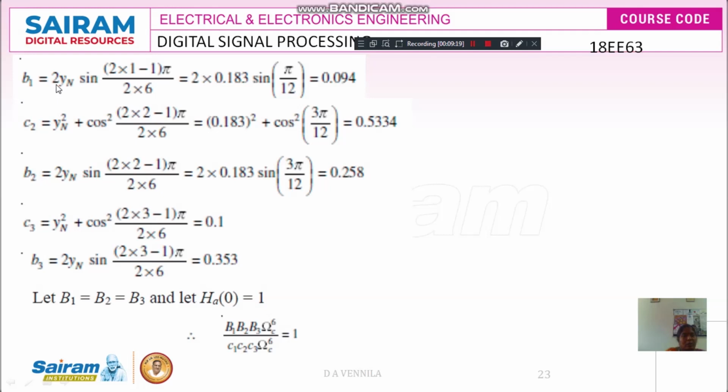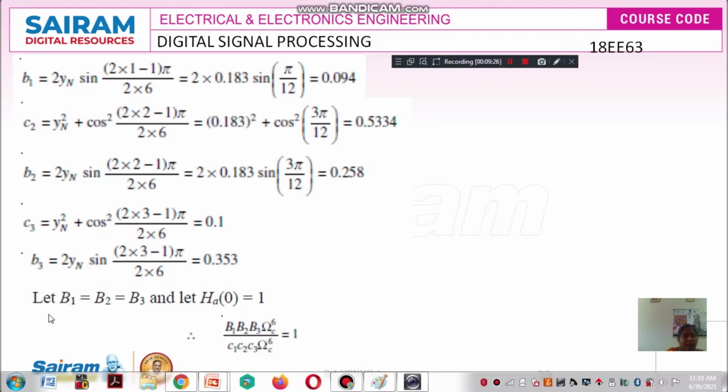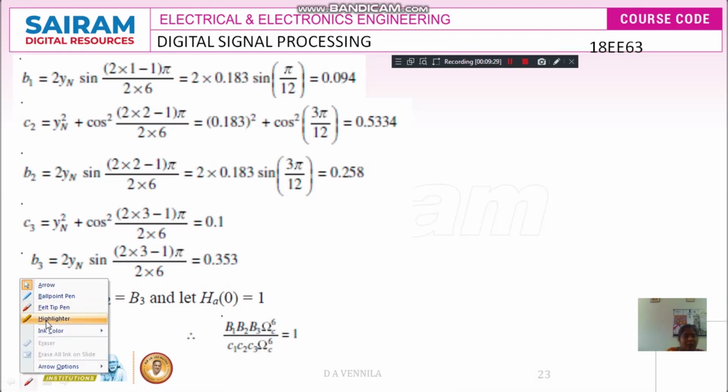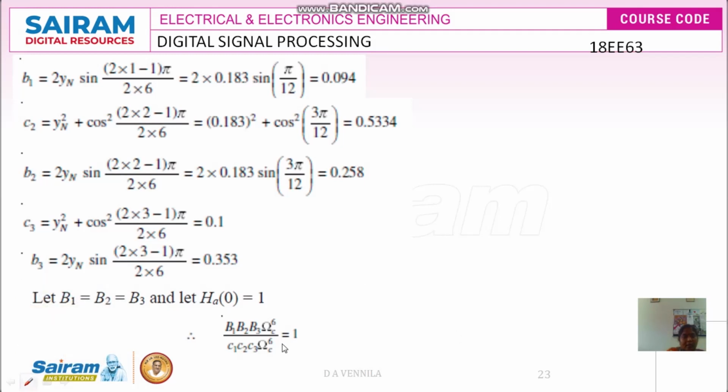Next B1 value is equal to 2 into yn, because you know that the order of the filter is n equal to 6. Then k varies from 1 to 2n. So using that formula we are going to use the k value. Okay, so next we are going to assume B1, B2, B3, and let H of a be equal to 1, because the order n is even. I have discussed the formula. So B1, B2, B3, omega 6 equal to 1.